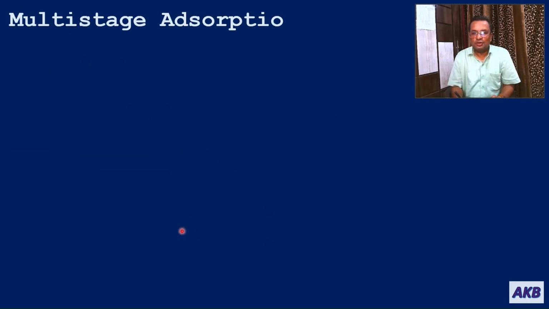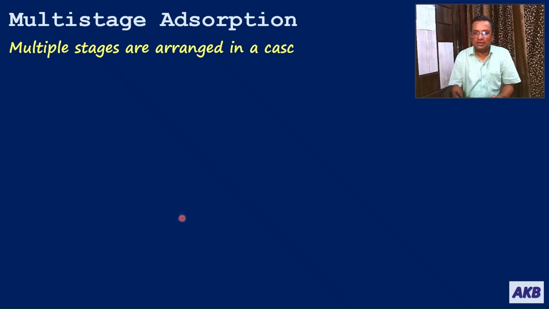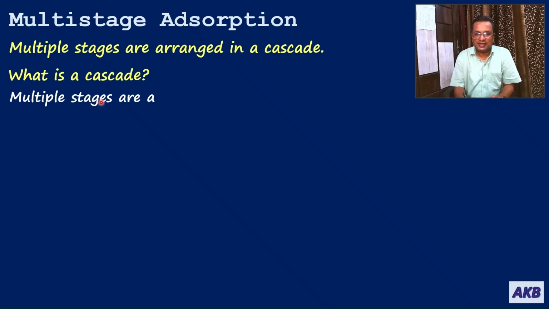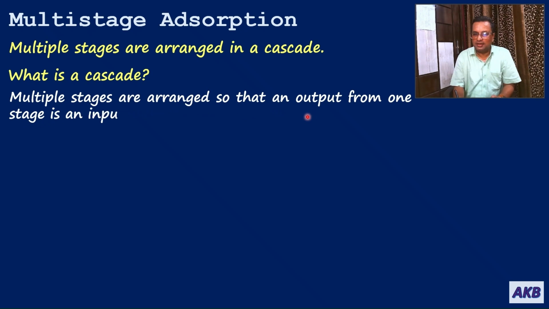Now let us talk about multi-stage adsorption. How is this carried out? To carry out it as a multi-stage operation, multiple stages are to be arranged in a cascade. What is a cascade? A cascade is an arrangement where multiple stages are arranged so that an output from one stage is an input to the next stage.